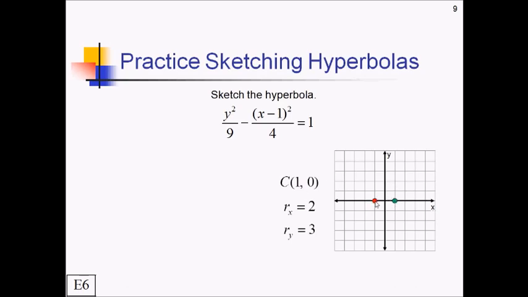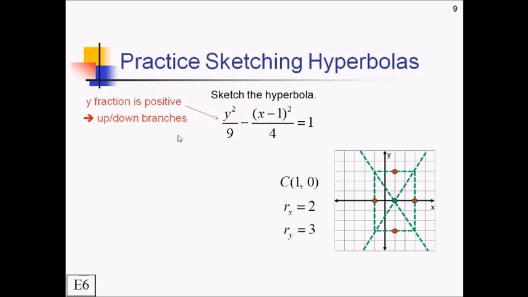So we're going left 2 and right 2. And, again, just check the scale to make sure you'll have enough room. But it looks like we'll have enough room to draw everything here. So we're going up 3, down 3, drawing the box just like before. Asymptotes through the corners of the box, just like before. Now this time around, the y fraction is positive. That means that we have an up-down hyperbola instead of a left-right one. So that means we're going to draw a branch up here at the top and another branch down here at the bottom. So pretty much the same as the other example, only the center got moved and we had up-down instead of left-right.